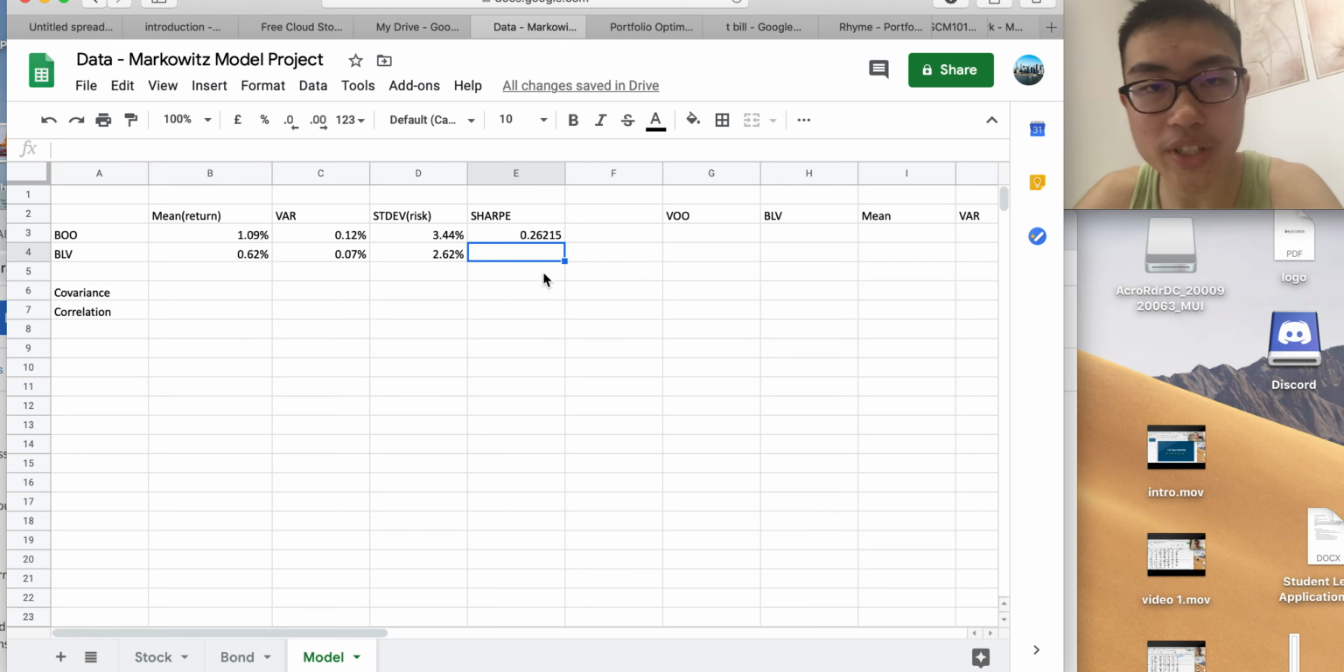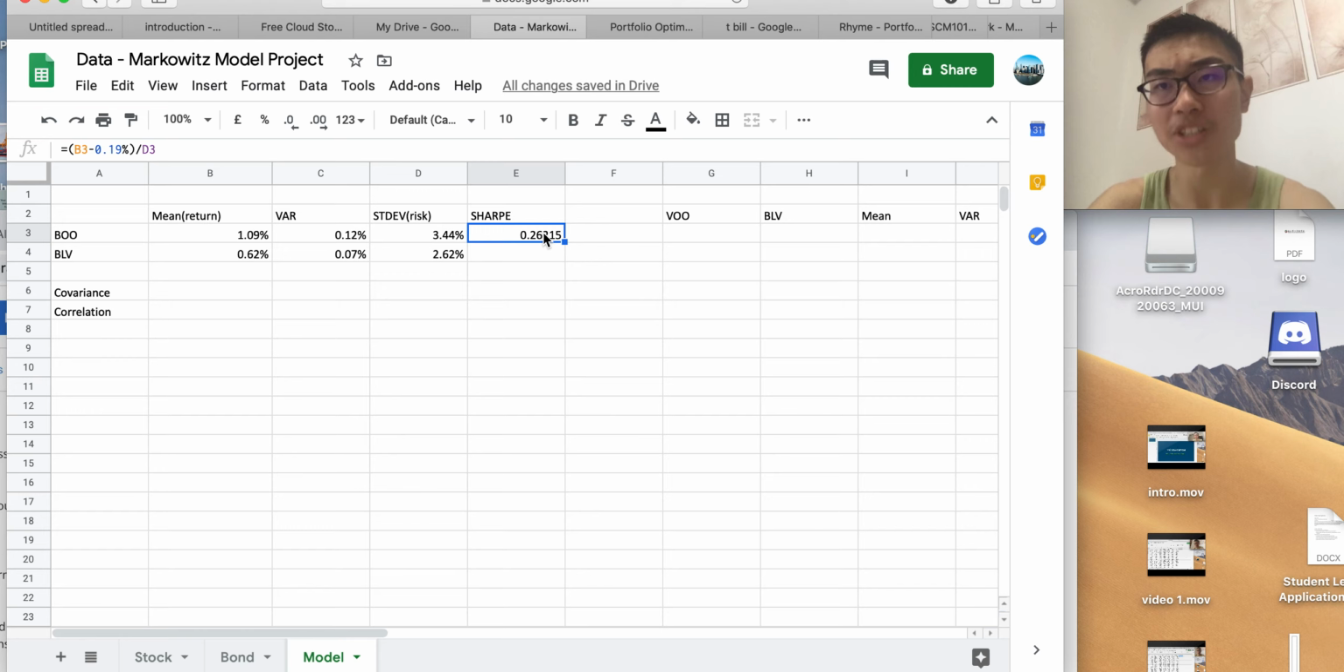It's 0.26215. Should we put it in percentage? I don't think I should. I'll just keep it in decimal places. If you want percentage, just do it this way. But it's a bit confusing when you use percentage, so I'll just keep it at 5 decimal places.